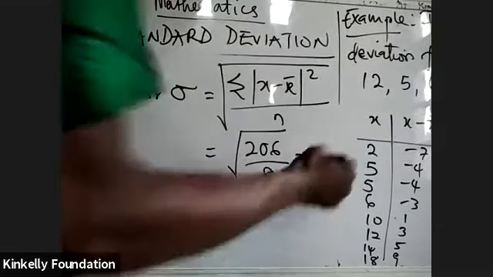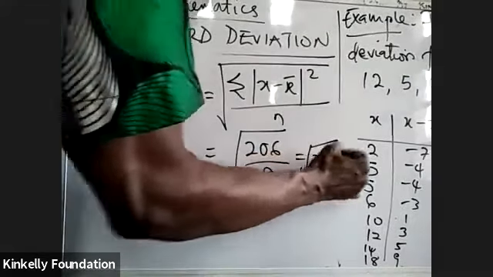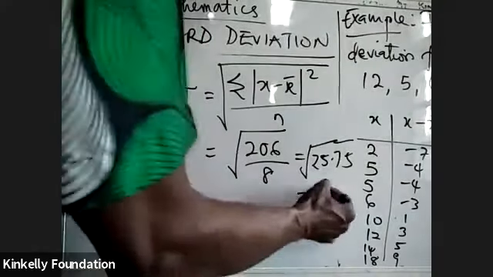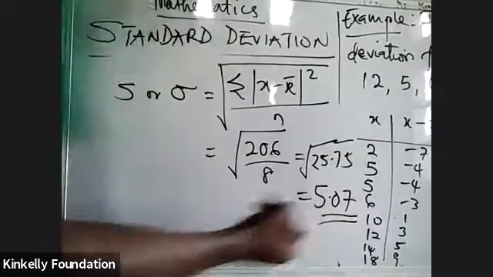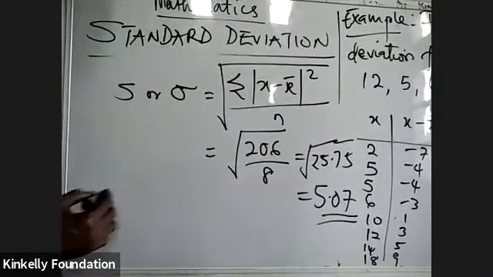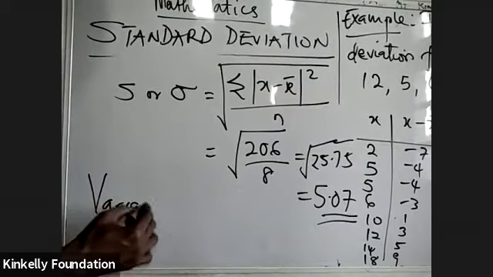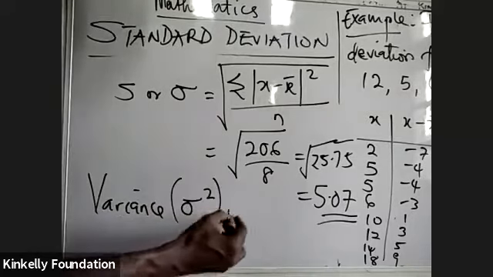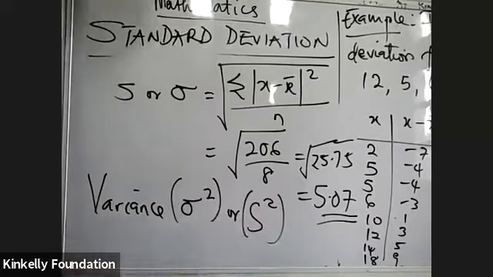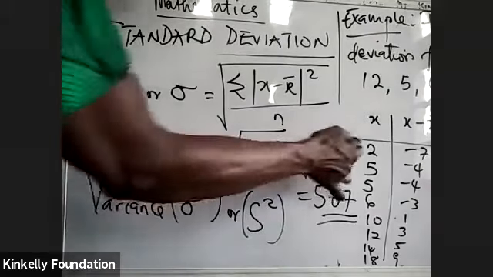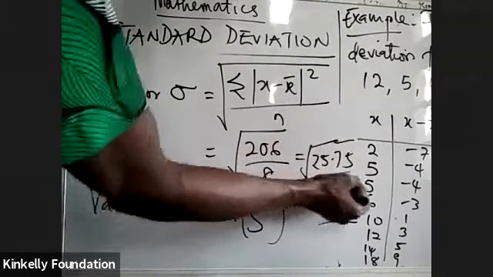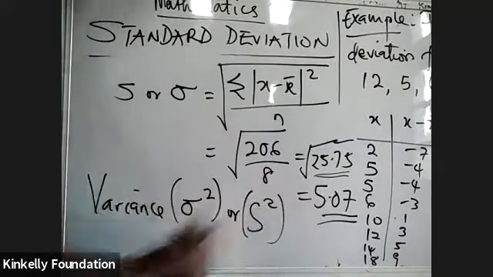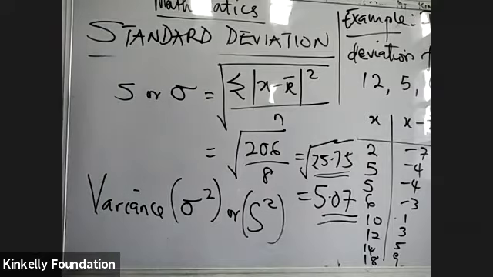Root of what? 25.75. So the root is 5.07. So this is now the standard deviation. Remember that variance is given as this. It means that when you remove the root, this particular 25.75 is the variance. Why is the root of it the what? Standard deviation.